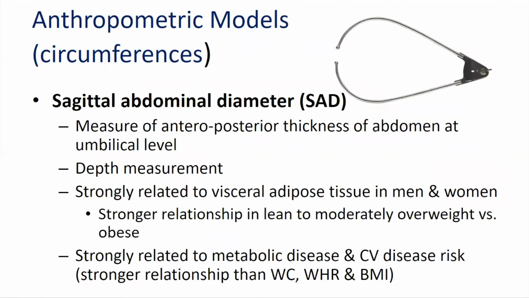Sagittal abdominal diameter is a measure of the anterior-posterior thickness of the abdomen. So you would use a caliper that looked like this and place one side of the caliper at the umbilicus level and the other side posterior on the back of the person. And the width of the openness of the jaw would be measured, and this would be the sagittal abdominal diameter. So it's basically a depth measurement. This is strongly related to visceral adipose tissue in men and women, and it's also related to metabolic disease and cardiovascular disease risk.